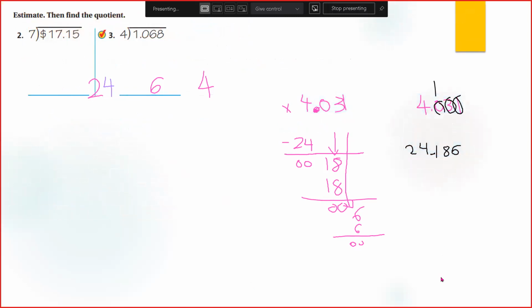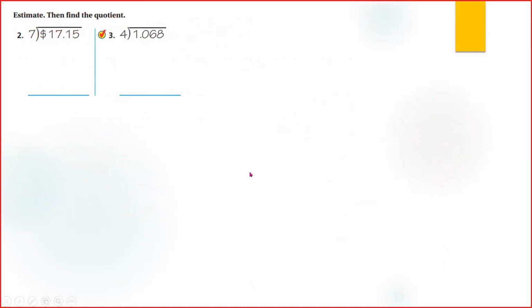Yalla, Rodina. First, Rodina. Here, what do we have? Just a minute. So here, what do we have? We have 17.15 over 7. What do you have to do now?